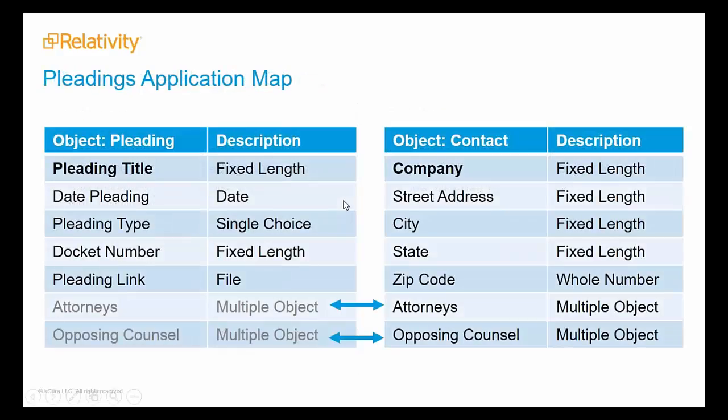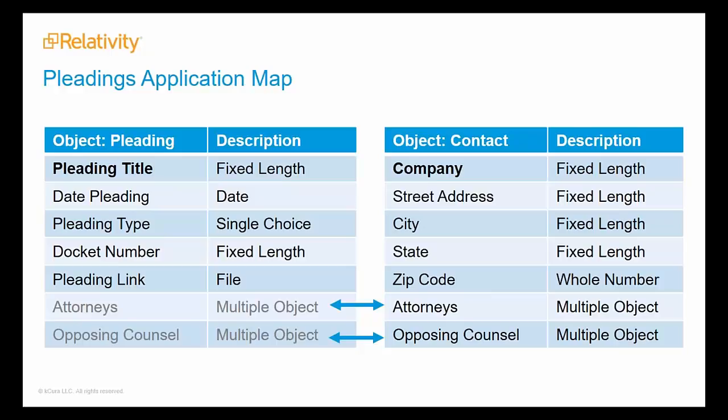Before we jump into creating our pleadings application, let's look at a simple pleading application map. Mapping out your application beforehand is a great way to build a blueprint for how to build the application. You can see here that we have two dynamic objects in our application. We have the pleading object and the contact object. Each object will have its own set of fields as listed here in our map.